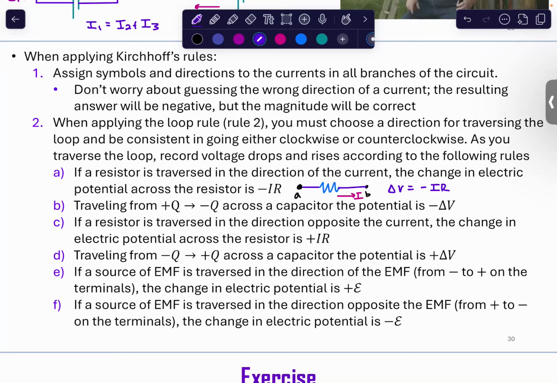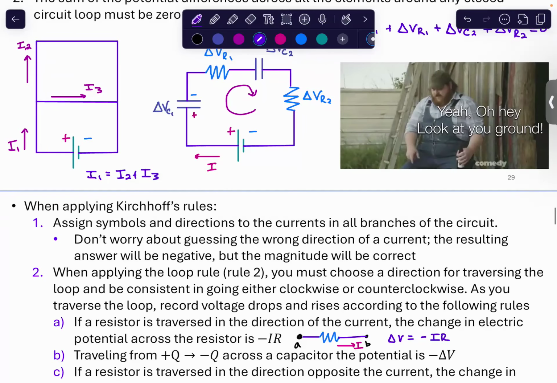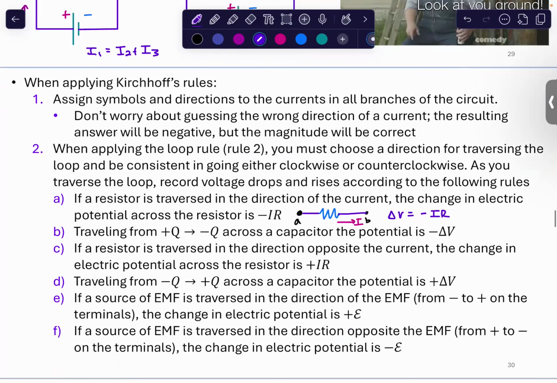On a capacitor, if you travel from plus Q to minus Q, you get a negative delta V. You remember how those are set up? So your capacitors are going to line up with the terminal of the battery they're connected to. So if I cross that capacitor going plus to minus, I get a negative delta V. Crossing a resistor going against the current, going the opposite direction of the current, you get a positive IR.